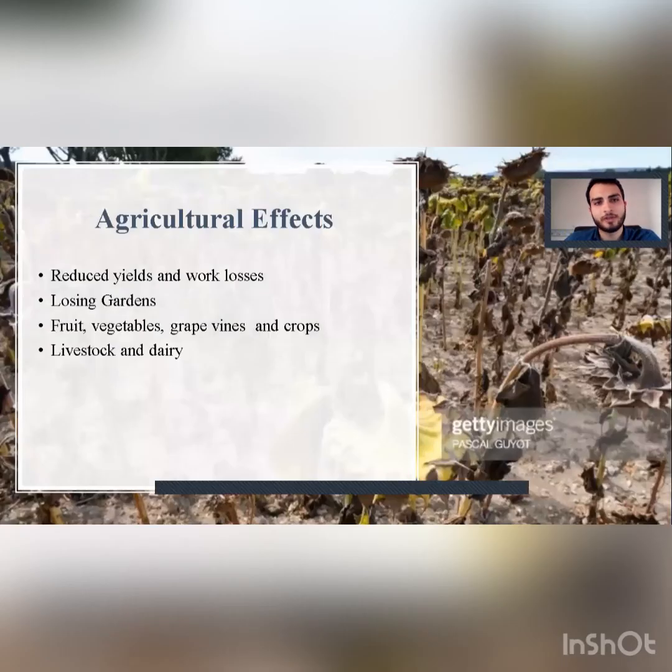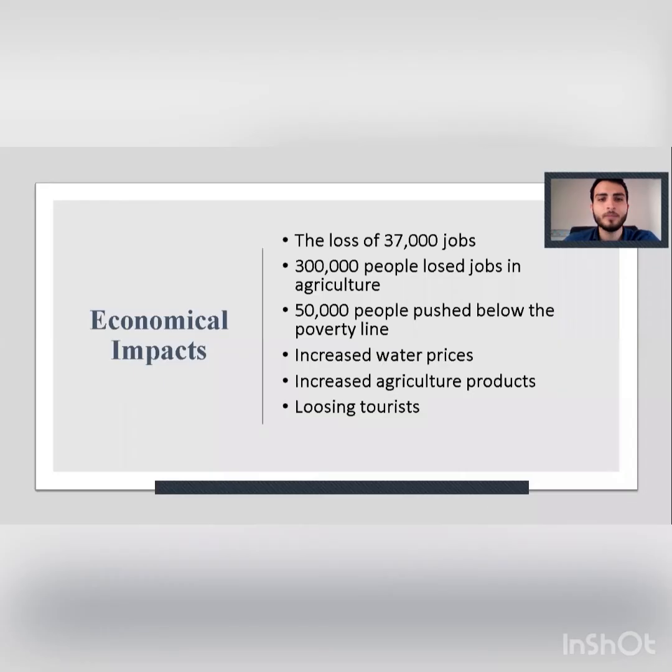Let's see agricultural effects. The main commodities produced within Cape Town are based on agriculture: fruits, vegetables, grapevines, and crops. These typically require irrigation during summer. In addition, livestock and dairies are agricultural products produced in the area. In other words, the yields of the crops grown in Cape Town began to die.